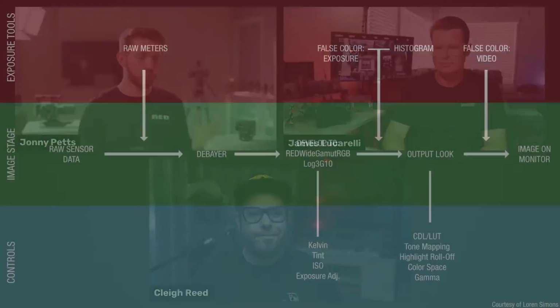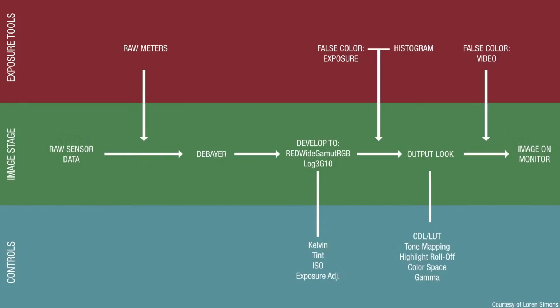And we have three kind of categories of points that we can monitor at. We've got our raw meters. These are ones that are unimpacted by metadata changes. So changing our ISO, changing our LUT, changing our output tone map isn't going to impact these tools. The only thing that will impact these tools is going to be a physical light change, an ND, an iris, a frame rate change. That's the only thing that will change it.